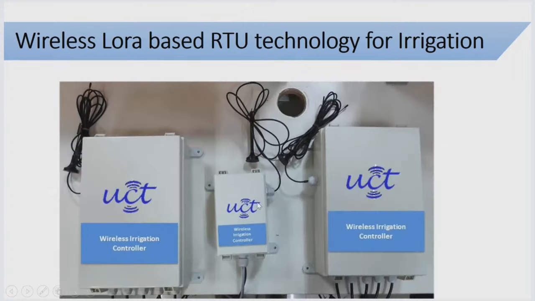This is the product. The center one is our base unit controller, and these are our end remote units, and it connects to a solar panel. It has an onboard battery. So if there is no solar power, it can also work in a night scenario. It can also work in a cloudy scenario. It has a battery backup of 2 to 3 days.